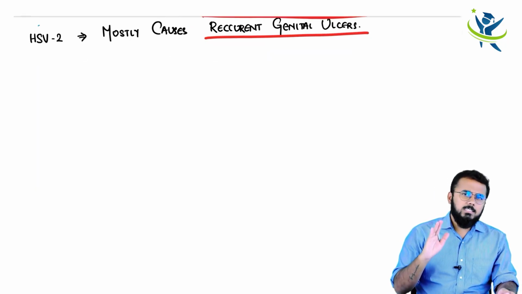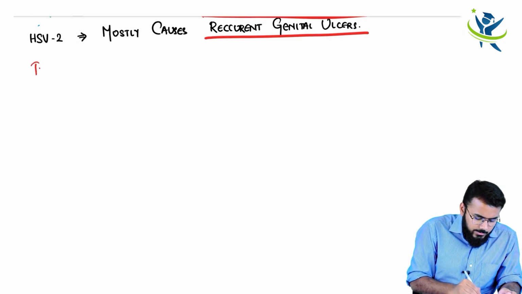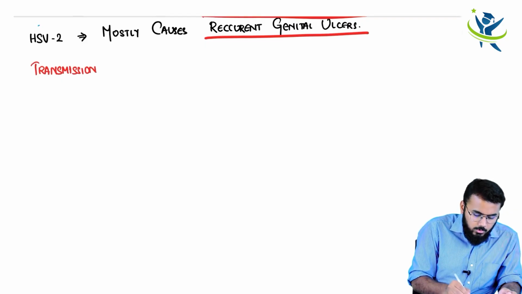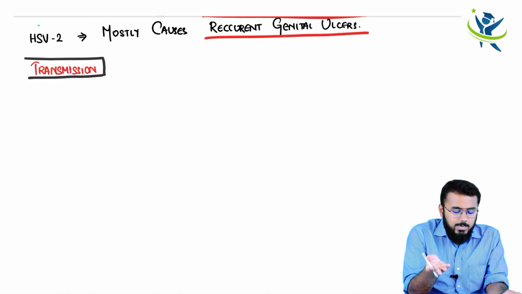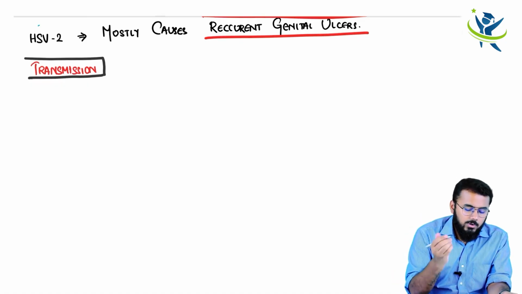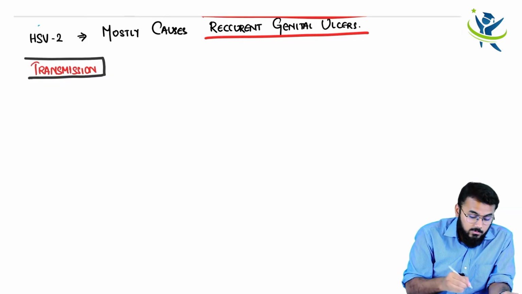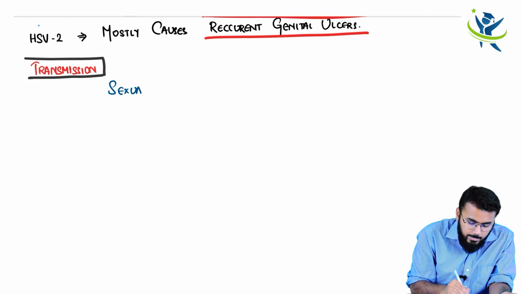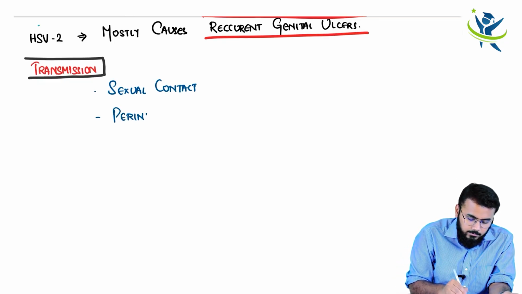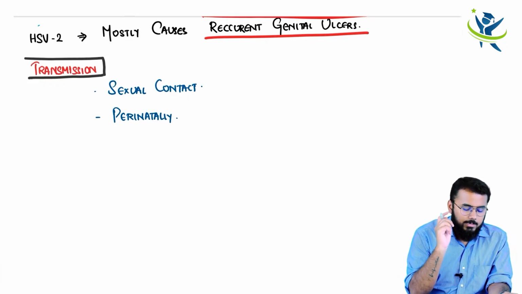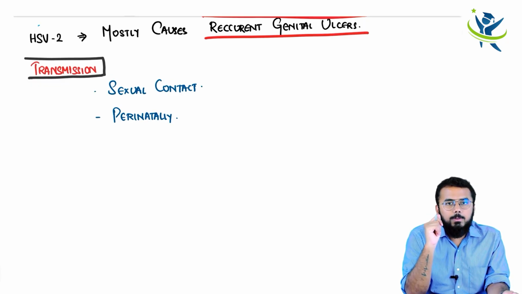Okay, so let us discuss the transmission of this virus, how it is transmitted. So what is the transmission route of this virus? Obviously, I am telling you it mostly causes genital ulcers. It means what will be the way of transmission? The way of transmission will be sexual contact. Not only that, perinatally as well. Sexual contact and perinatally. These are the 2 modes of transmission.